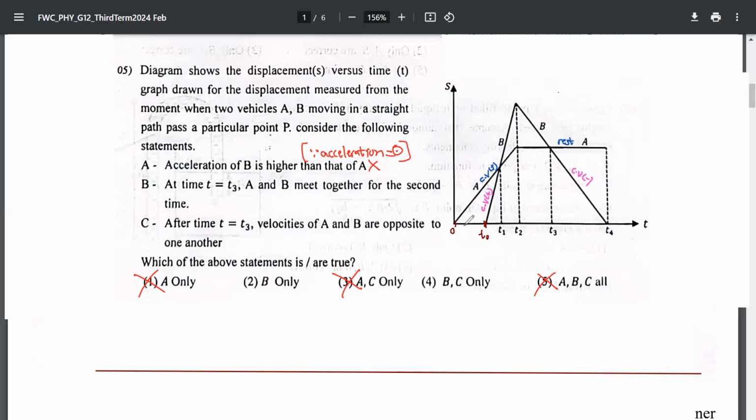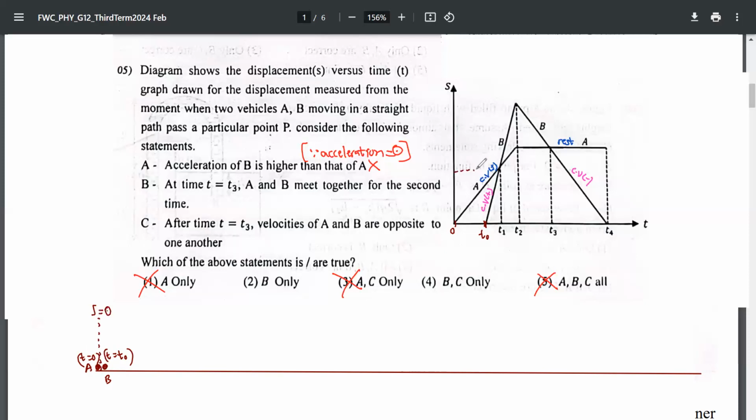They both are at the same place when time is equal to 0. A is here, B is also here. Understood? When time is equal to 0, A is starting its journey. When time is equal to t naught, B is starting its journey. I hope you can understand. Why do I say that they are both at the same point? Because their initial displacement is 0.